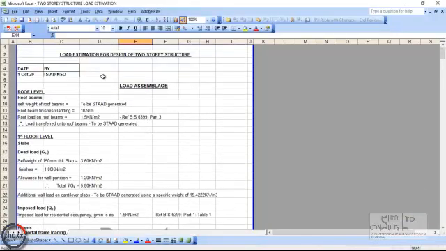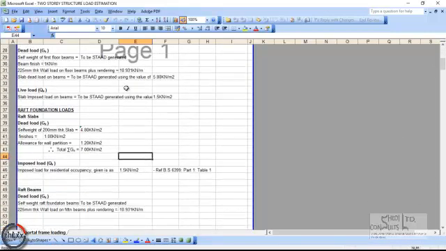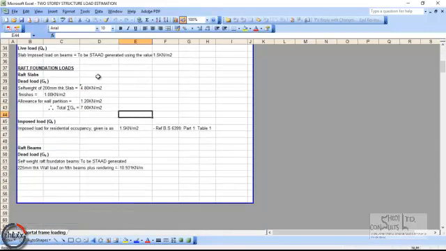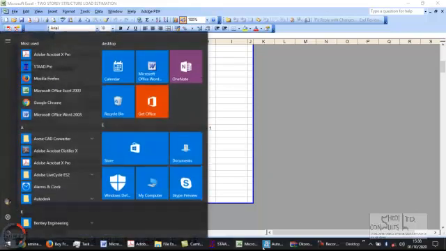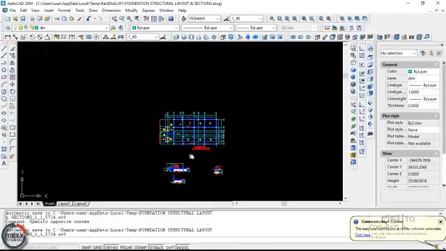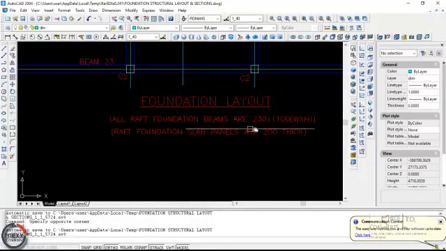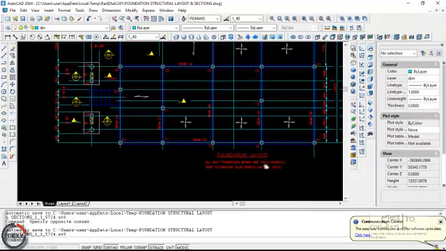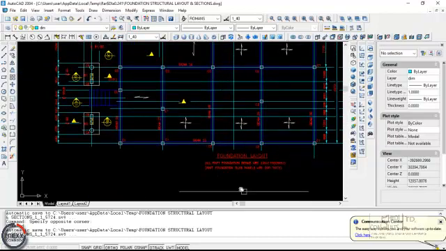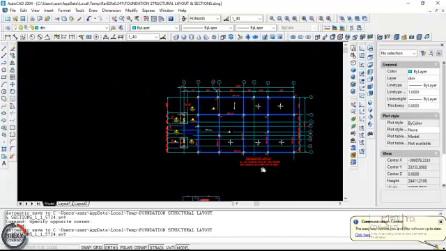So this is the loading of the two-story structure. We want to look at the loading for the raft foundation quickly. The raft foundation is going to be subjected to its self-weight, the self-weight of the raft slab. The raft slab is 200 millimeter thick. Look at the description here. All raft foundation beams are 230 by 1.1 meters. That's all the grid beams. And then the raft slab panels are 200 thick.